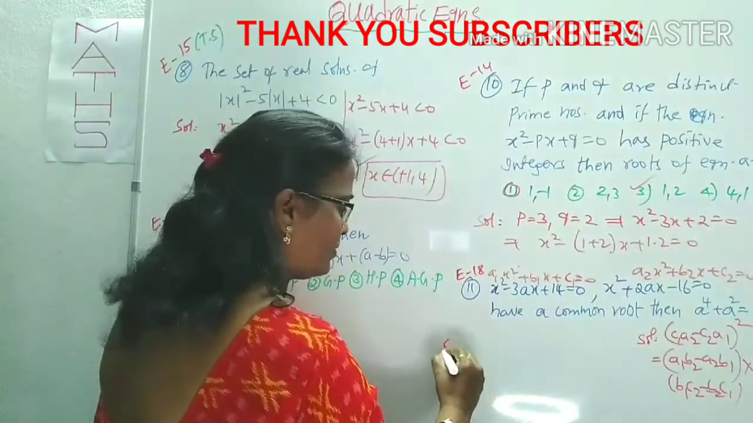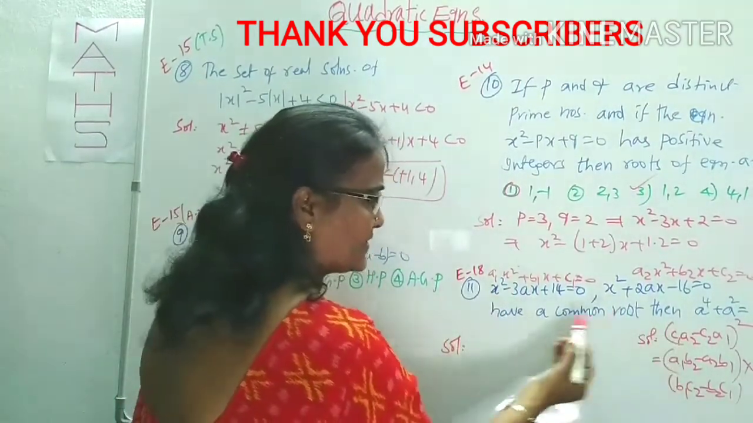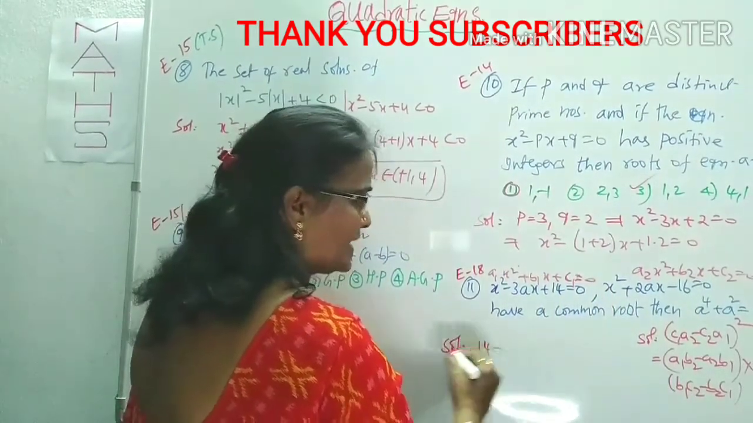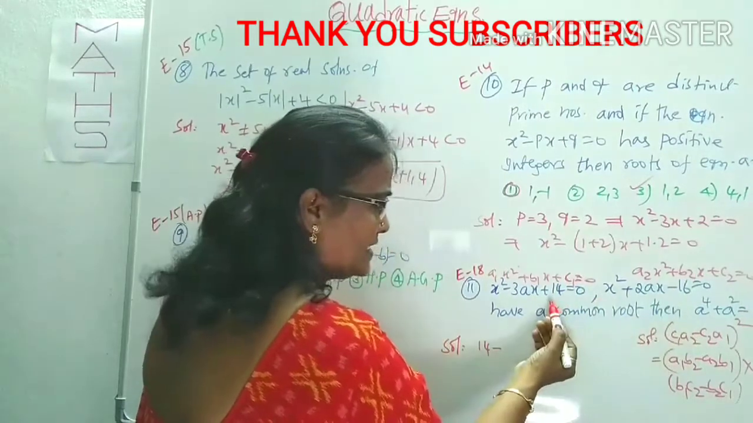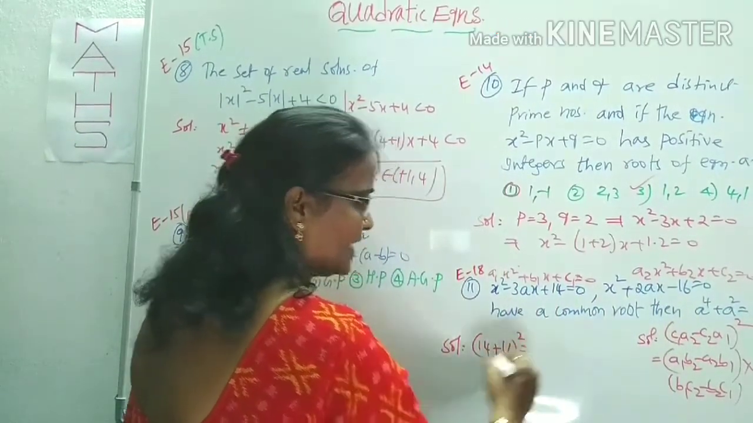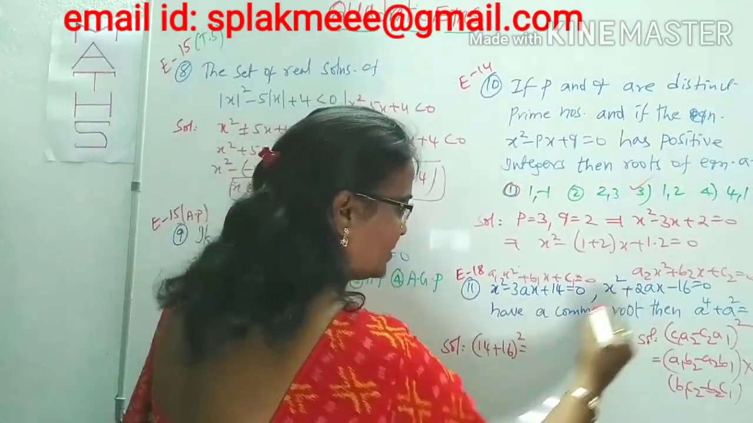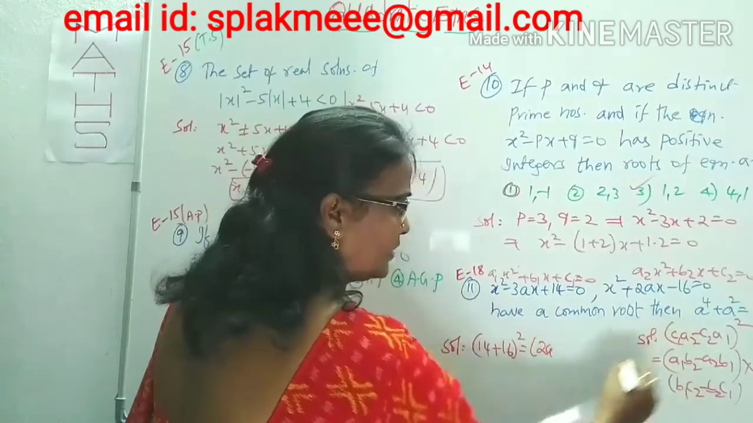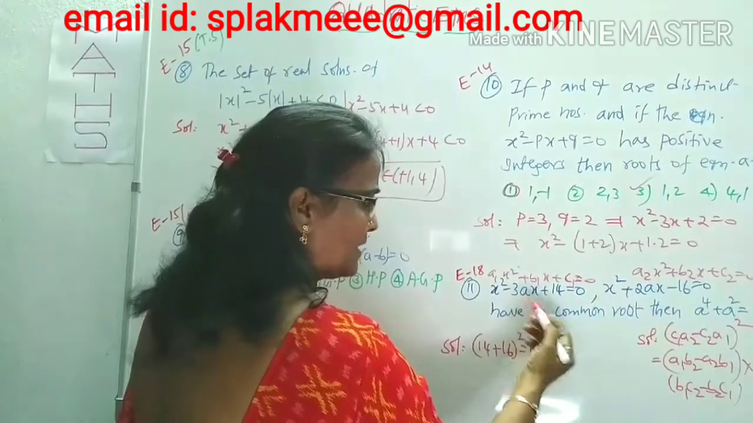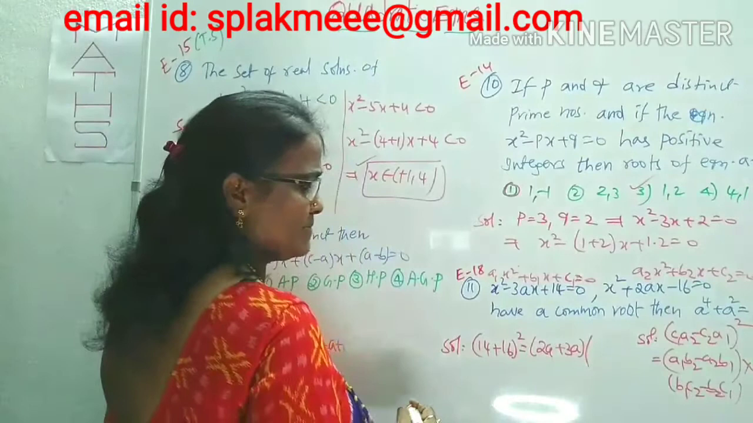Now according to that formula, what can you find? First C1A2: C1 is 14 into A2 is 1, that is 14. Minus C2A1: C2 is minus 16, A1 is 1, so minus of minus, plus 16. Whole square is equal to A1B2 minus A2B1. A1 is 1, B2 is 2a. A2 is 1, B1 is minus 3a, so minus of minus, plus 3a. Is it clear?